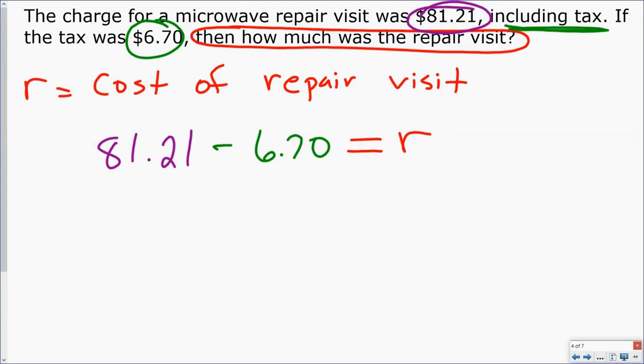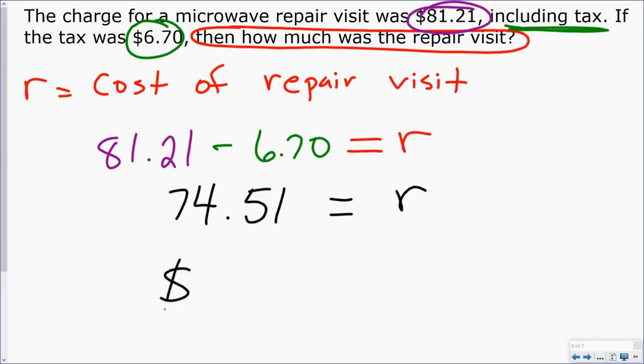So when I do that subtraction, I come up with 74 and 51 hundredths equals R. But that is just my solution to my equation. The actual answer to my problem would be $74 and 51 cents is the cost of the repair visit.